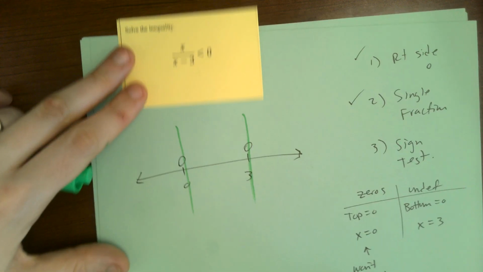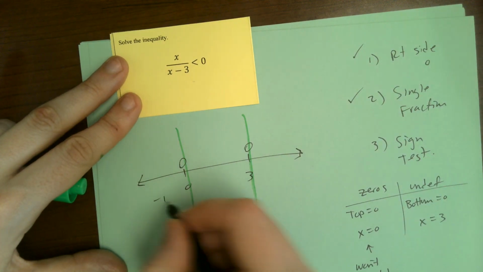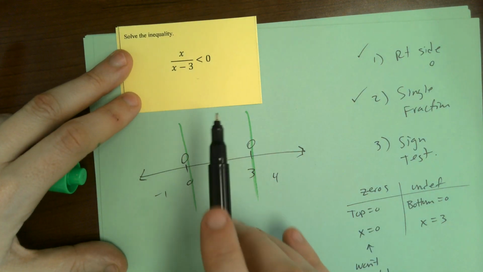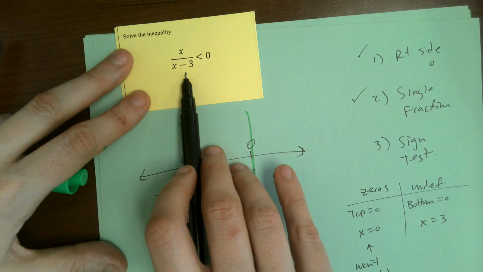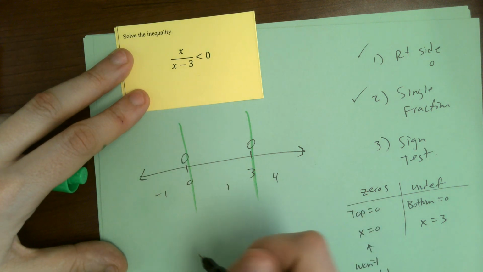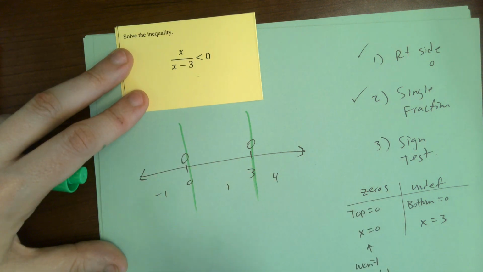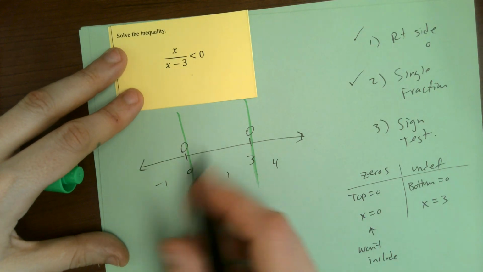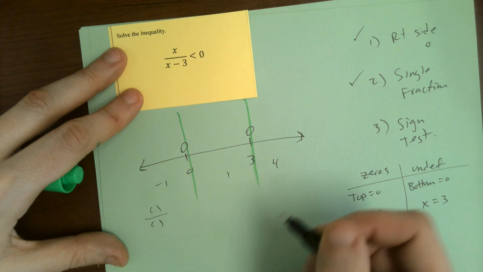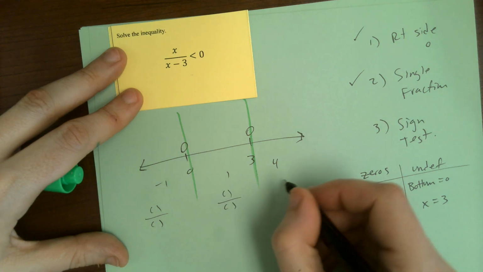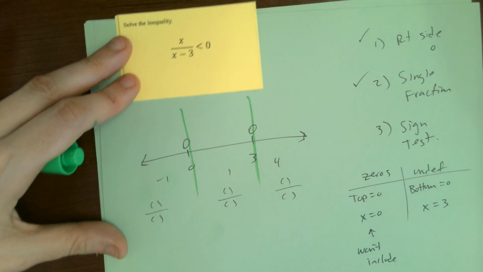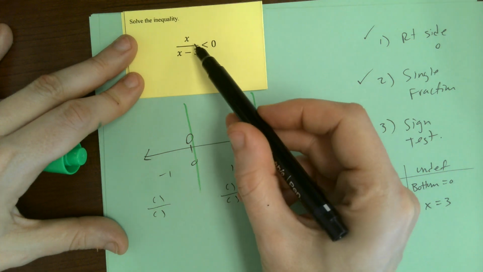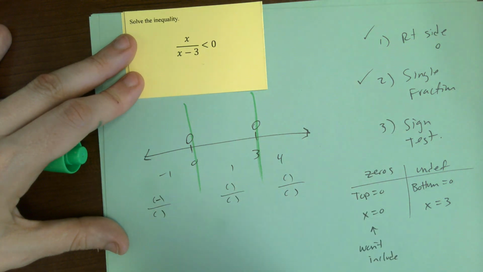And now we do a sign test. So I'll do -1, 1, and 4. So for this sign test, guys, I'm plugging into a fraction. So I want to see if I get what over what, positive or negative. If I plug -1 in the top, I get a negative. If I plug it in the bottom, I get a negative. Negative divided by negative is positive.